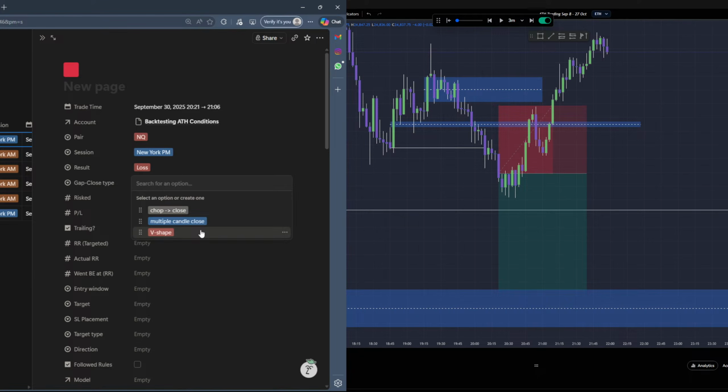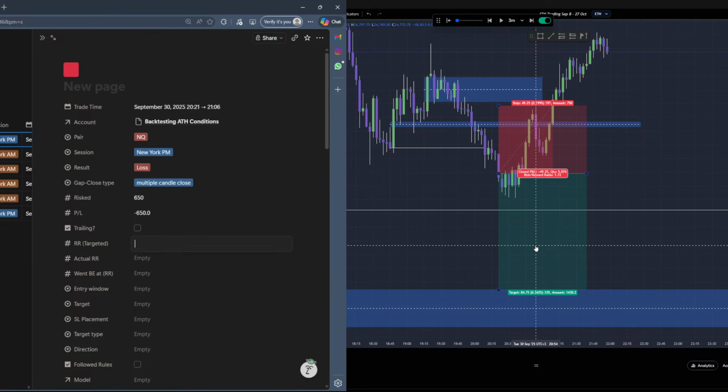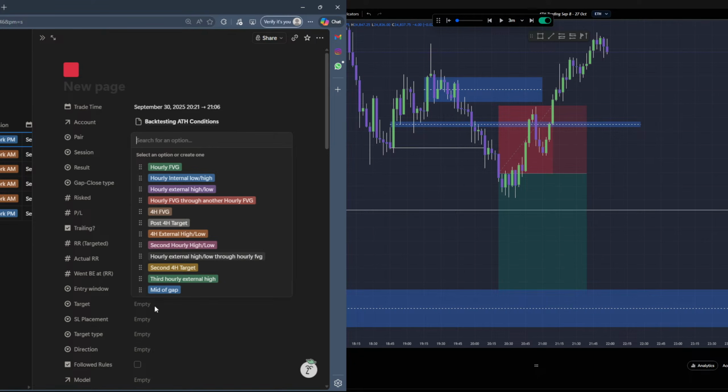Gap close was pretty much a multiple candle close. Negative 650. Targeted 1.72 reward. Actual reward, I'm not gonna write. I lost. Actually, that was the date. Like if I wanted to check my average first reward, that would not be good if I wrote down -1 on losses.